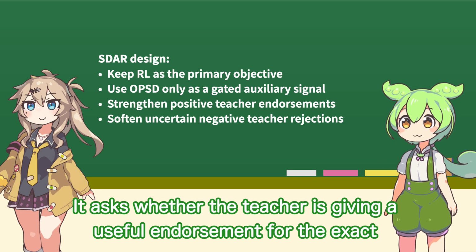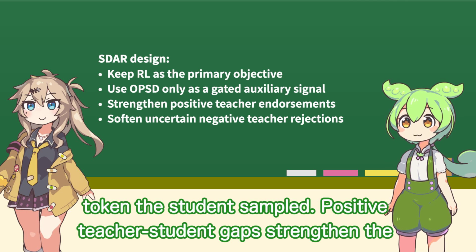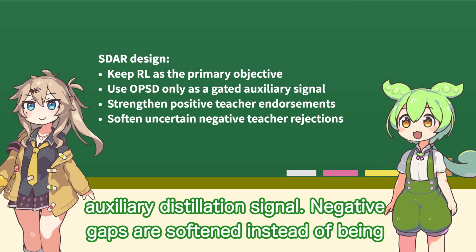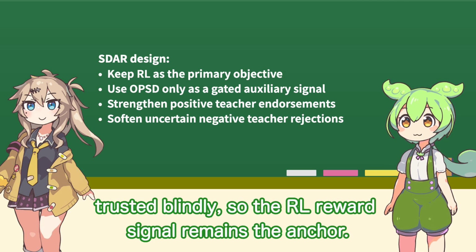It asks whether the teacher is giving a useful endorsement for the exact token the student sampled. Positive teacher-student gaps strengthen the auxiliary distillation signal. Negative gaps are softened instead of being trusted blindly, so the RL reward signal remains the anchor.